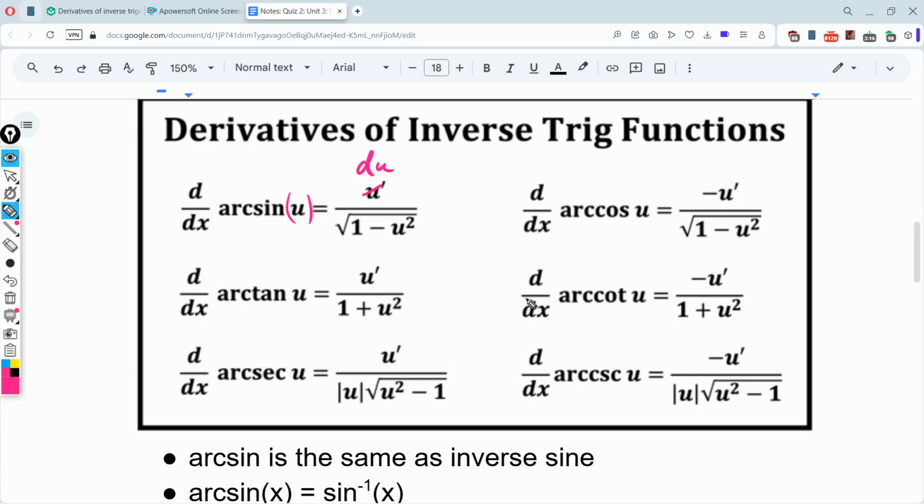Like I said, I don't think we're using cotan, cosecant, and secant. All right, so anyhow, these are the three main trig functions. These are the derivatives for the three main inverse trig functions.